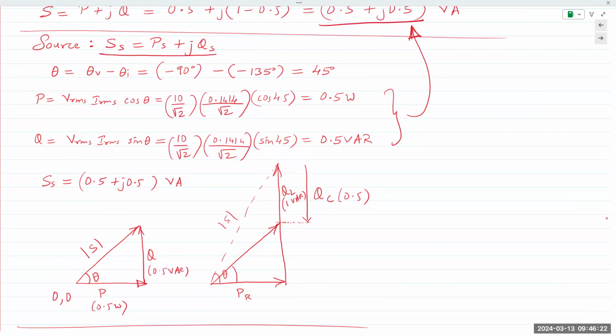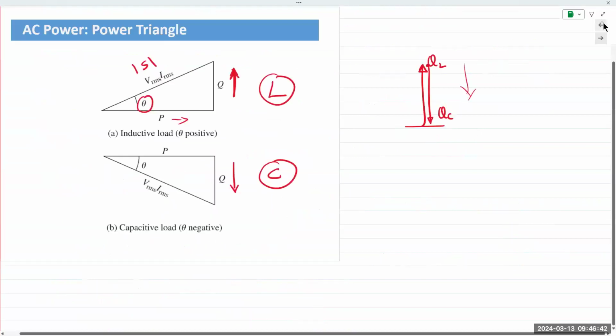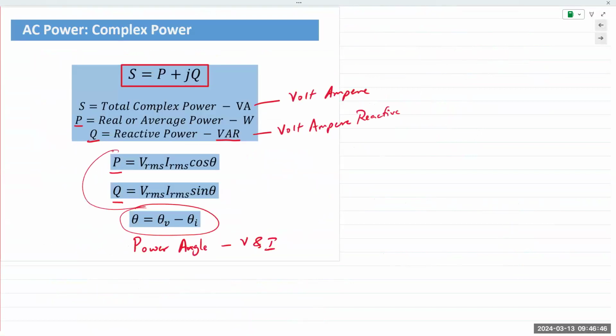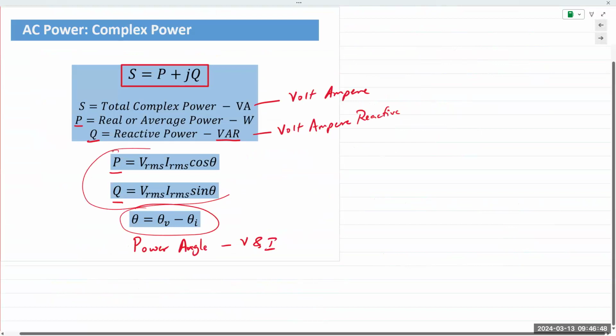to use the equation S is equal to P plus jQ and find real power P and reactive power Q using the equations V_RMS I_RMS cosine theta and V_RMS I_RMS sine theta. These equations were on that first slide, and I wanted to wait until now to bring it up. These are right here.